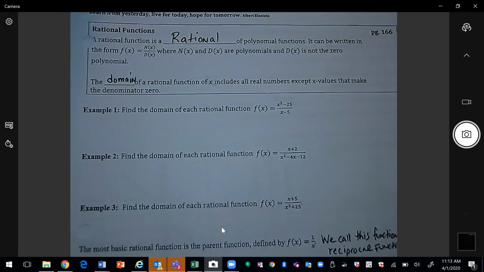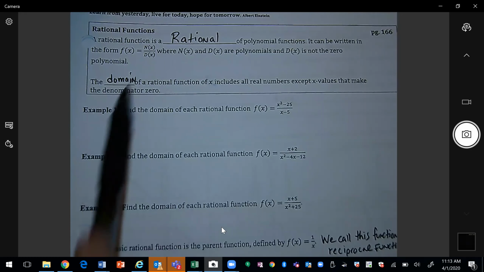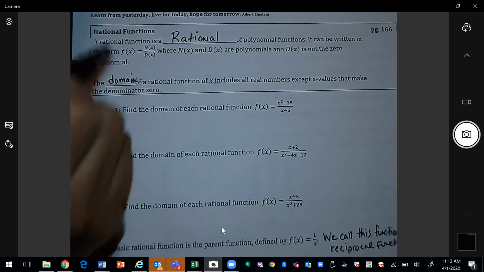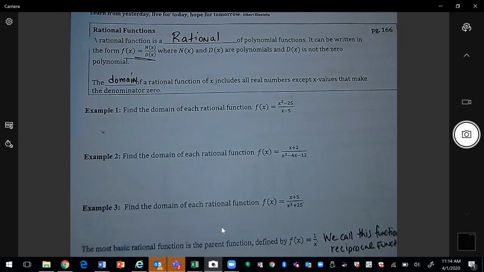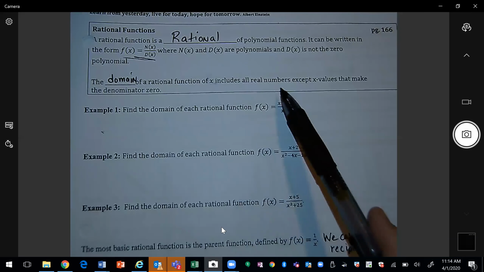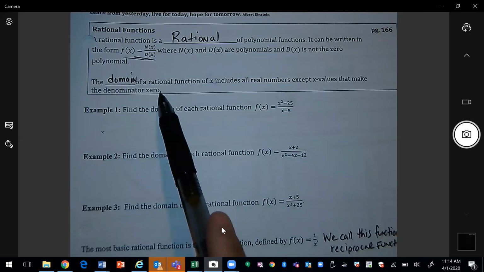Let me get my pen. So one of the first things we want to do is to look at how a rational function is set up. And basically, it's a polynomial divided by another polynomial. And the domain is going to be all real numbers except for those that cause the denominator to be 0.